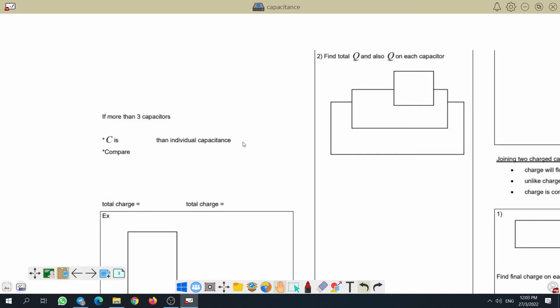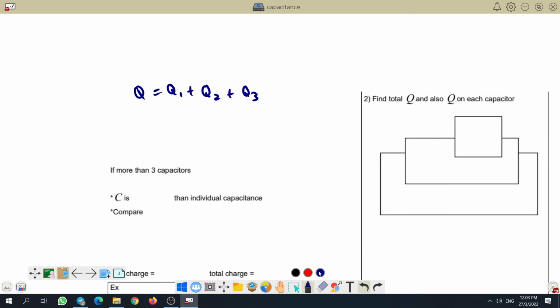Earlier we started with V equals V1 plus V2 plus V3. Here we start with Q. So Q equals Q1 plus Q2 plus Q3. Then the Q we change to CV, so the total C times the total V. How about Q1? C1V, C2V, C3V, because there's only one V, no need for V1. Simple. So C equals C1 plus C2 plus C3.